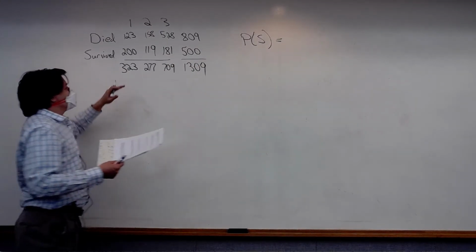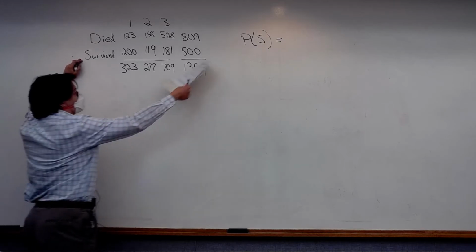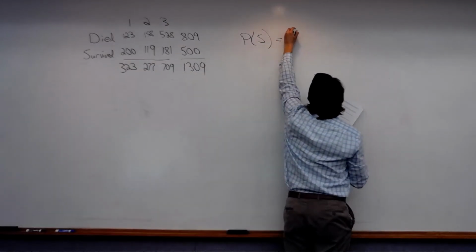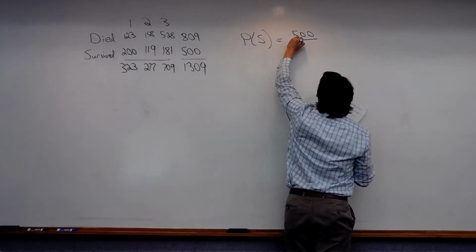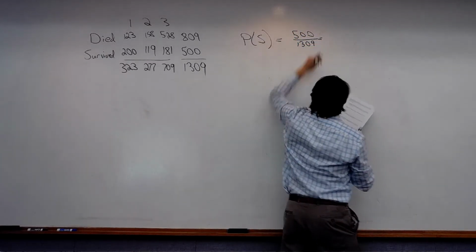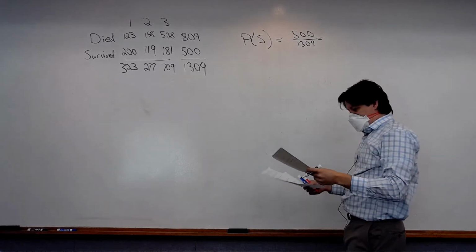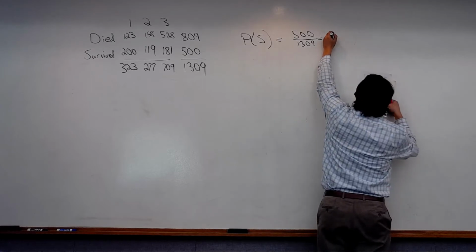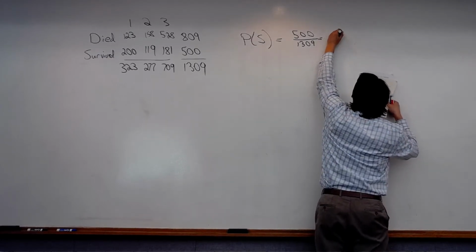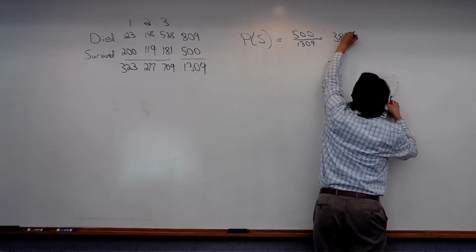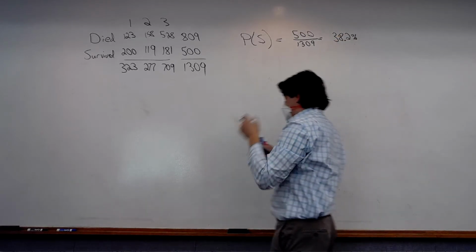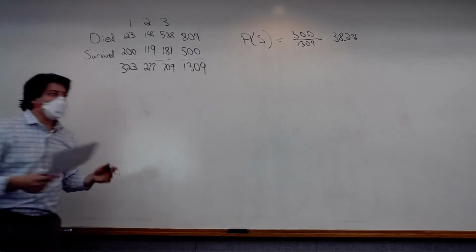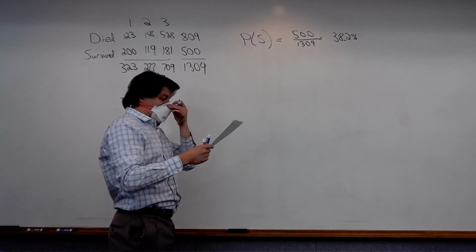And so survived, we know that 500 survived out of 1,309. I did write that down: something like 38%, 0.382. So just going into it without knowing anything about the class, we know 38%.